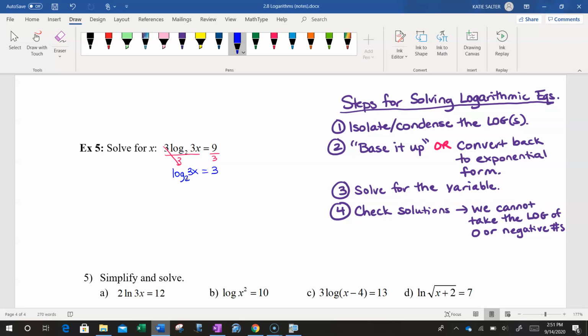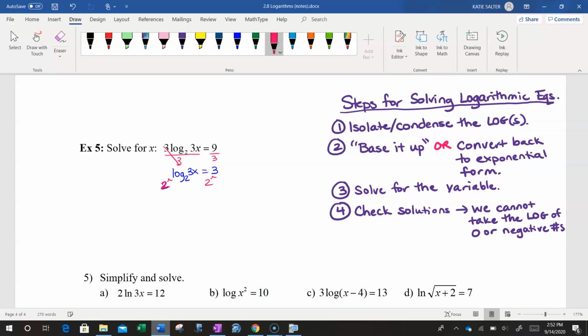Okay, when we get here, there are two things we can do. We can either base it up or we can convert back to exponential form. I pretty much always base it up. If it's an exponential equation, once I isolate the base, I take the log of each side. If it's a logarithmic equation, once I isolate those logs, I base it up on each side because they undo each other. That's the whole idea of exponentials and logarithms. They undo each other. So right here, because this is a base of 2, I'm going to 2 it up on each side. And I know that's weird, but that's what I mean by base it up.